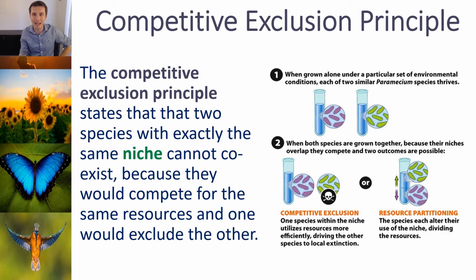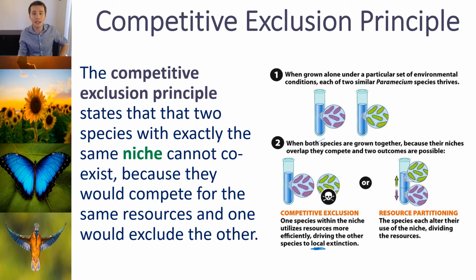So looking at this, when grown alone under a particular set of environmental conditions, two similar paramecium species thrive. So they're able to thrive in larger numbers. However, when both species are grown together, because their niches overlap, so their role and space, they compete and two outcomes become possible. One is what we refer to as competitive exclusion, where one species within the niche utilizes the resources more effectively, and this drives the local extinction of the other organism.